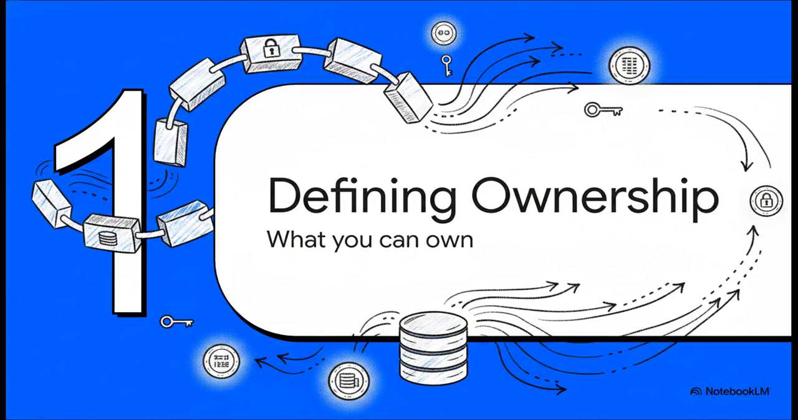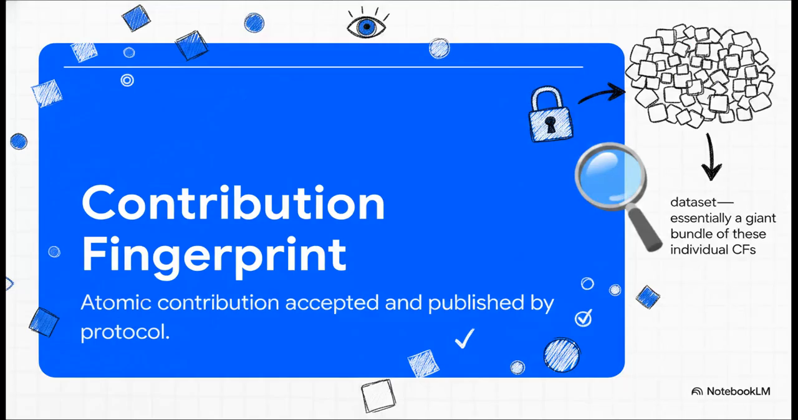Defining tokenized ownership. Let's figure out exactly what it is you can own in the Codatta Protocol. It all kicks off with a foundational concept called the contribution fingerprint, or CF. This is literally the bedrock of the protocol. Think of a CF as a single atomic contribution. It could be one specific label on a medical image or a quick validation check. Once the protocol accepts and publishes that tiny piece of work, boom, it becomes a CF.